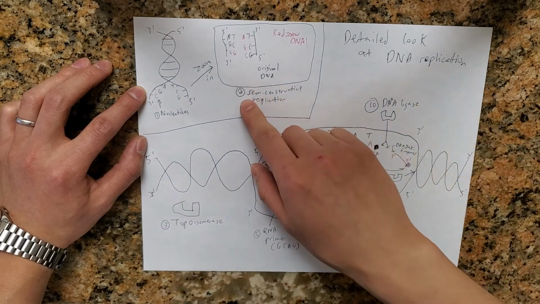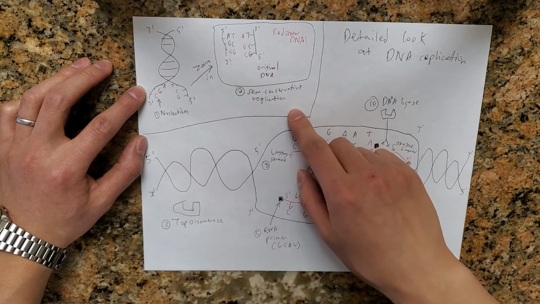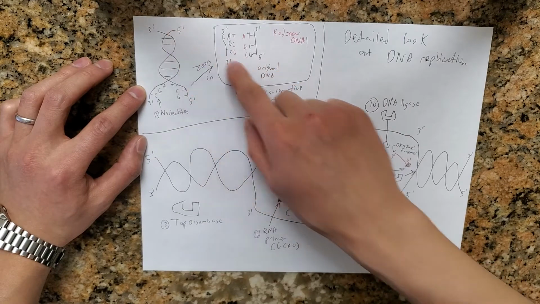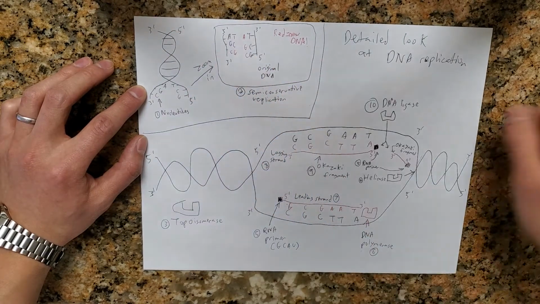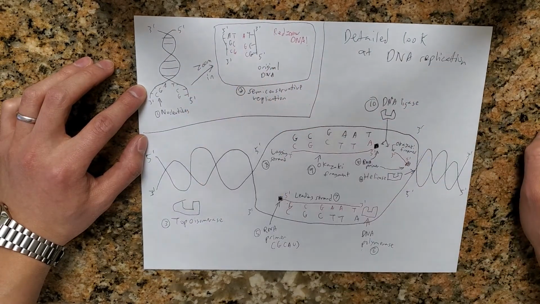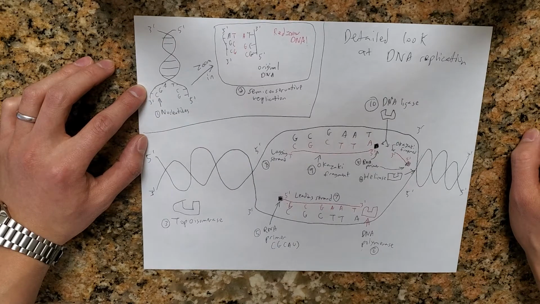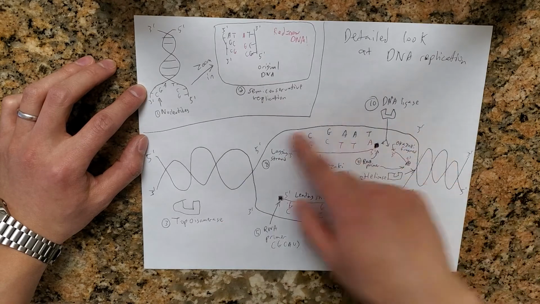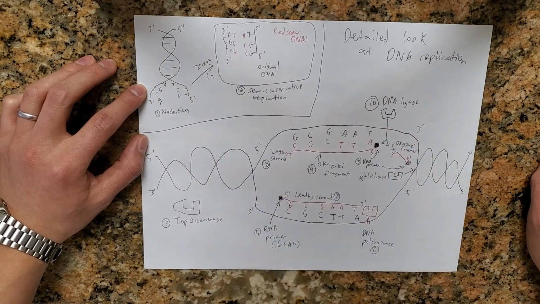So this process is called semiconservative replication, and so DNA is going to do that for all of the nucleotides in order to replicate. All of this has to happen before your cells divide so that every single cell has the same instructions. Now let's look at the detailed view of what DNA replication looks like.